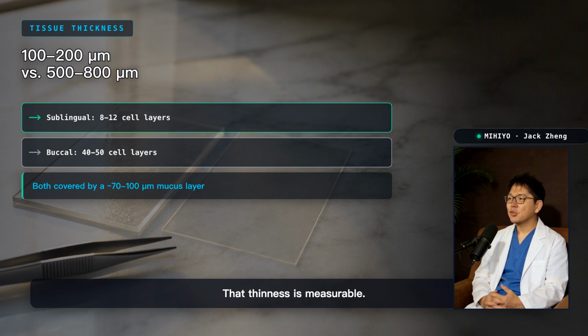That thinness is measurable. Sublingual epithelium runs about 100 to 200 micrometers thick across 8 to 12 cell layers. Buccal epithelium inside the cheek is thicker, about 500 to 800 micrometers across 40 to 50 cell layers. Both sit under a mucus layer roughly 70 to 100 micrometers deep.